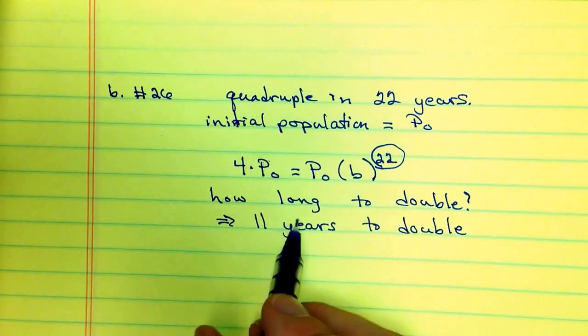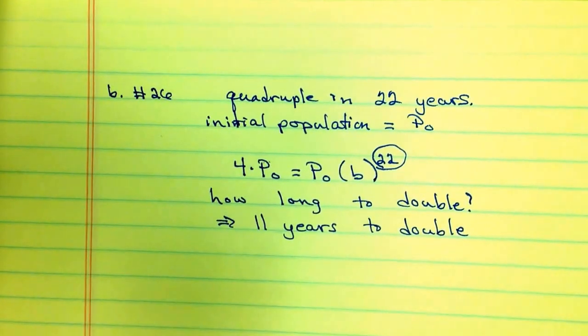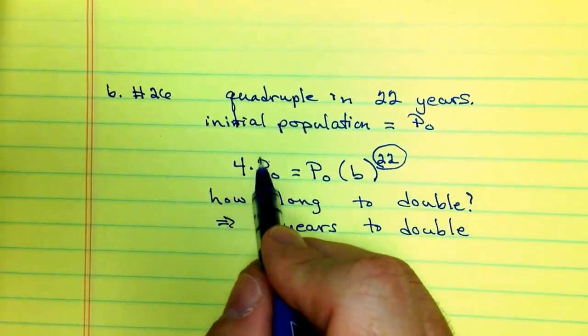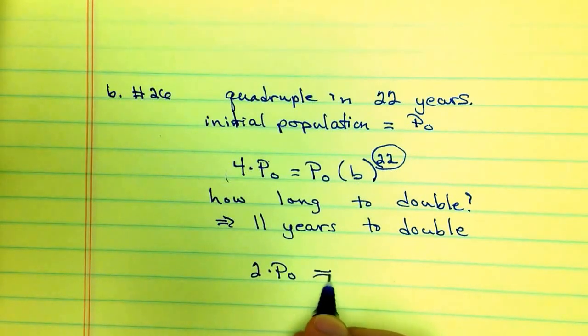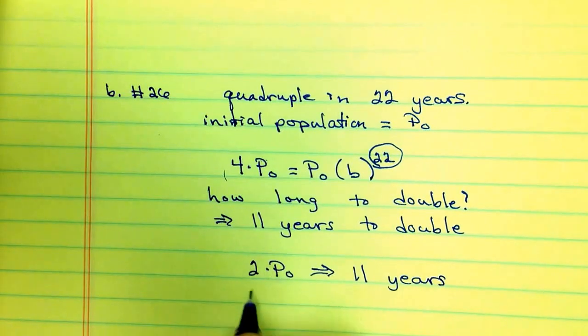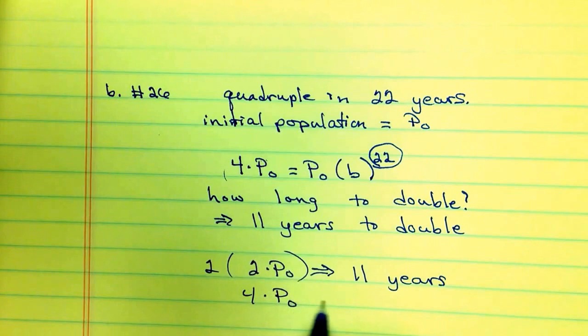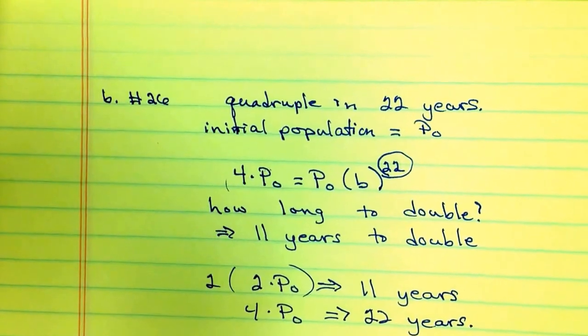Because the whole idea is, if it takes 11 years to double, then double that gets to 22. So that would be 4 times. So 2 times P0 takes 11 years. And then when we double this, we get 4 times P0. Gives us 22 years. Okay, that's more of a thought problem than anything else.